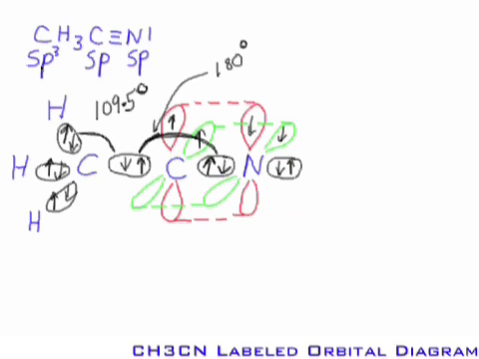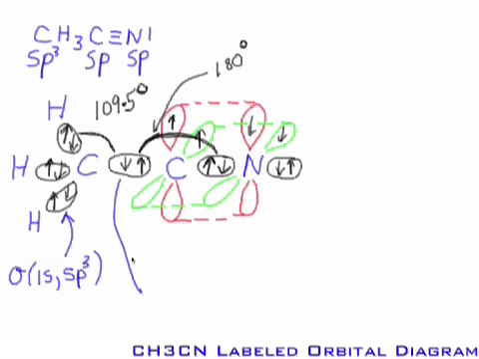I've already marked the hybridizations. I put in the electrons. So all that's left now is to label the bonds. Let's start here. What is this guy? Those three guys are a head-on collision between the 1s of hydrogen and what's the hybridization of carbon? sp cubed.